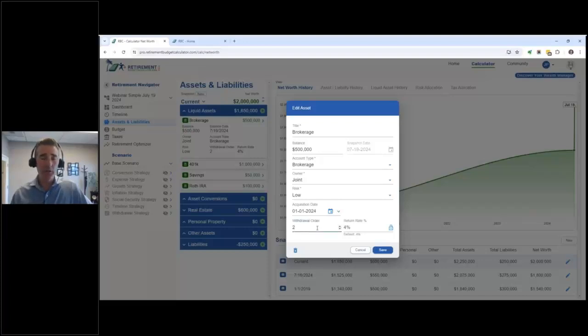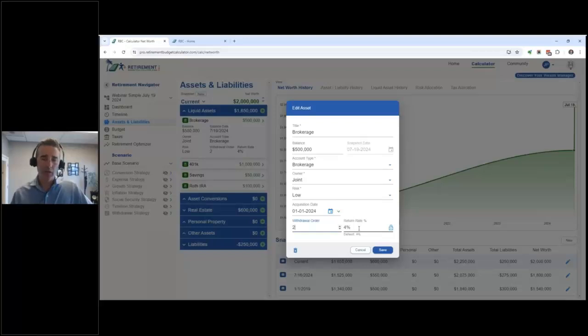So that's one thing. Another thing you'll notice here is the withdrawal order. So this is one place where you can set the withdrawal order. One of the cool things we do in the calculator is we allow you to say how you want to tap into your money. Do you want to tap into your 401k first, or your IRA, or your Roth, or your individual accounts? And so this is one place that you can do that. And then you can also assign a rate of return.